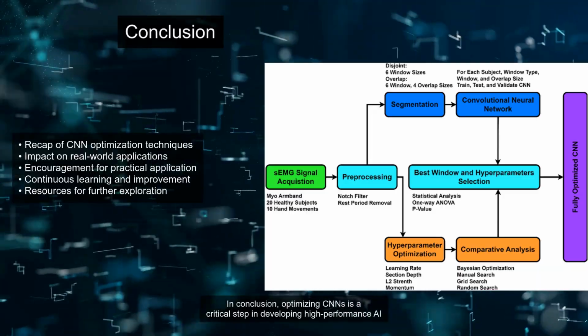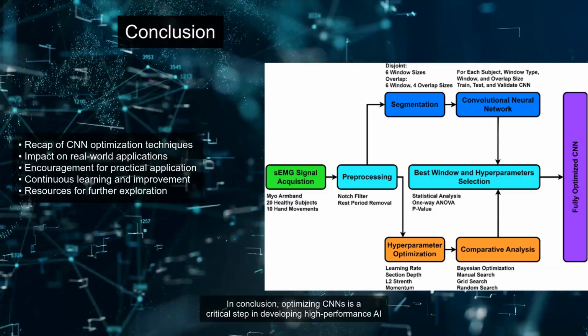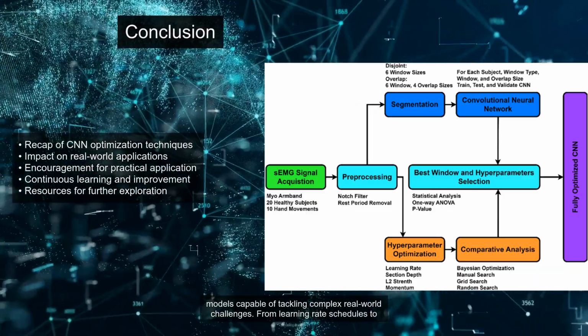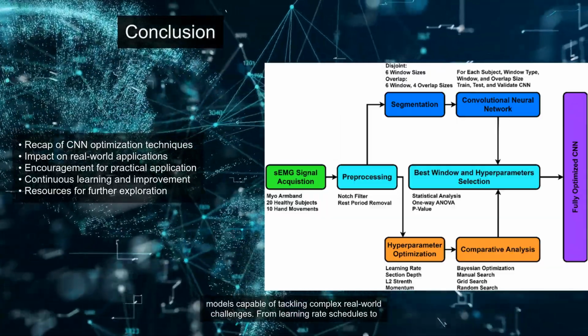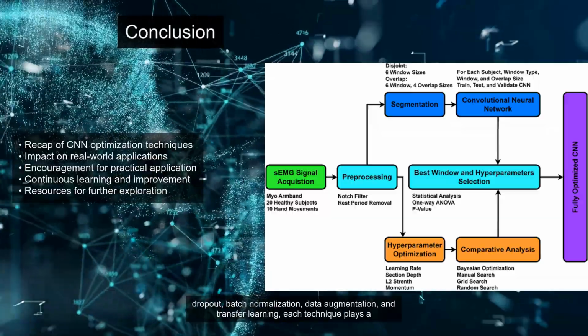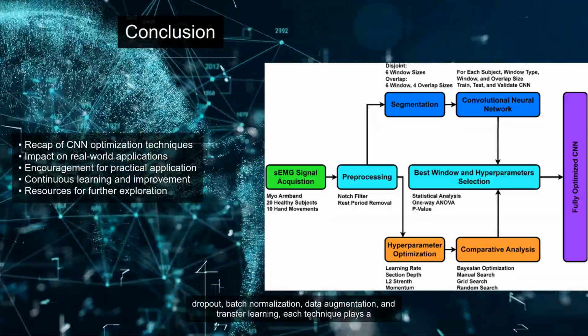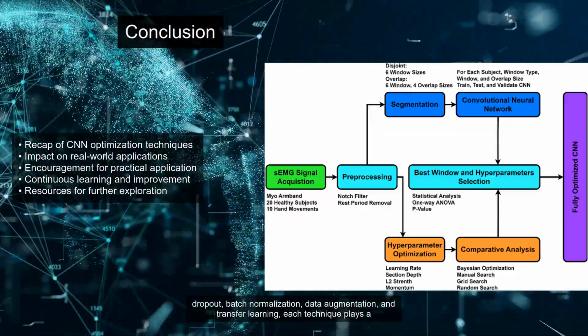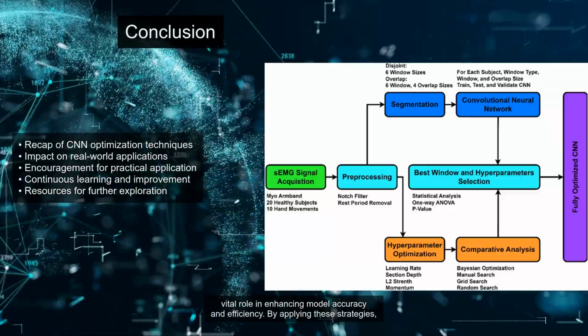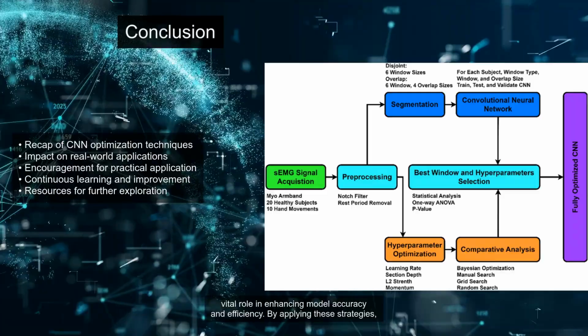Keeping abreast of the latest updates and features in these tools ensures that you're leveraging the best practices in CNN optimization. In conclusion, optimizing CNNs is a critical step in developing high-performance AI models capable of tackling complex real-world challenges. From learning rate schedules to dropout, batch normalization, data augmentation, and transfer learning, each technique plays a vital role in enhancing model accuracy and efficiency.